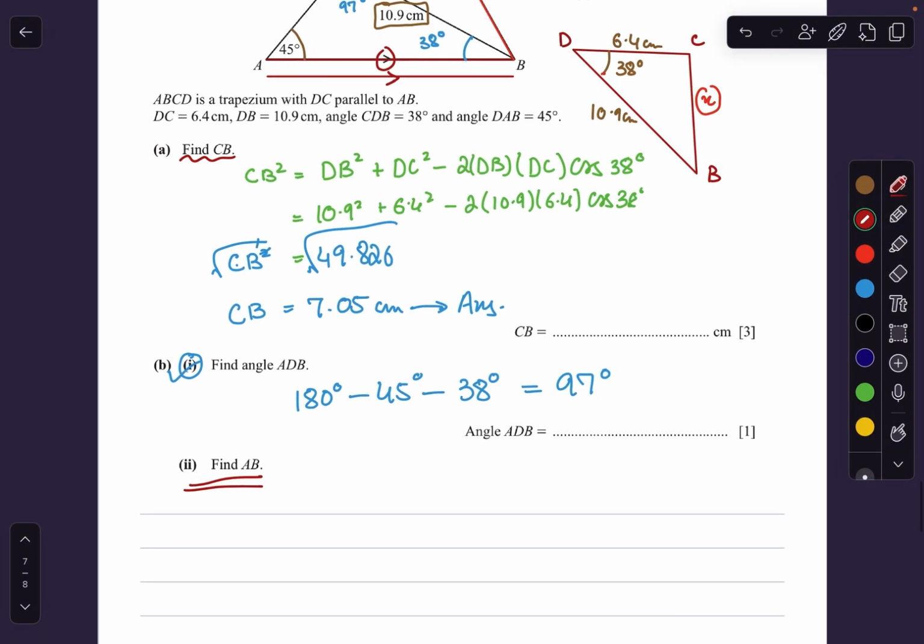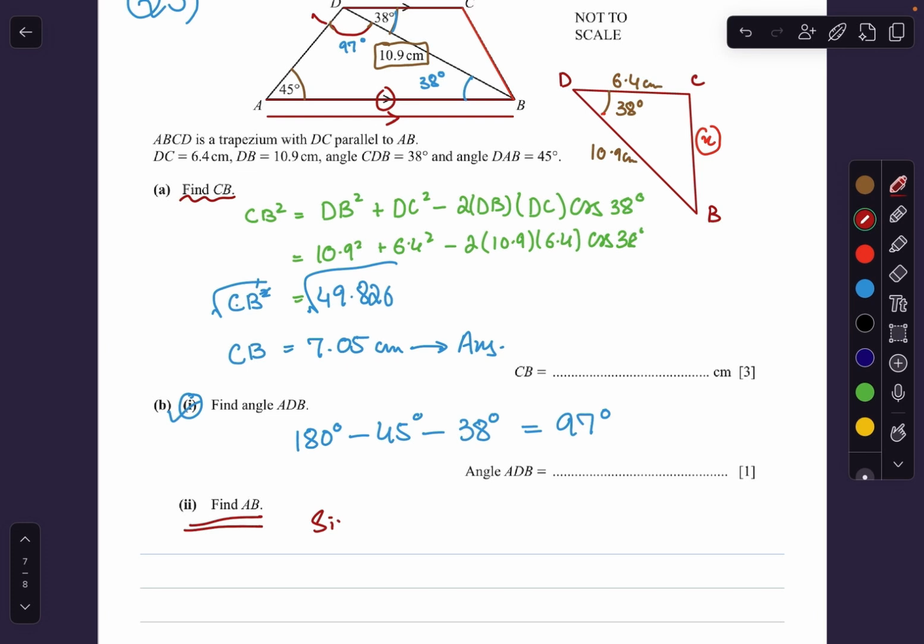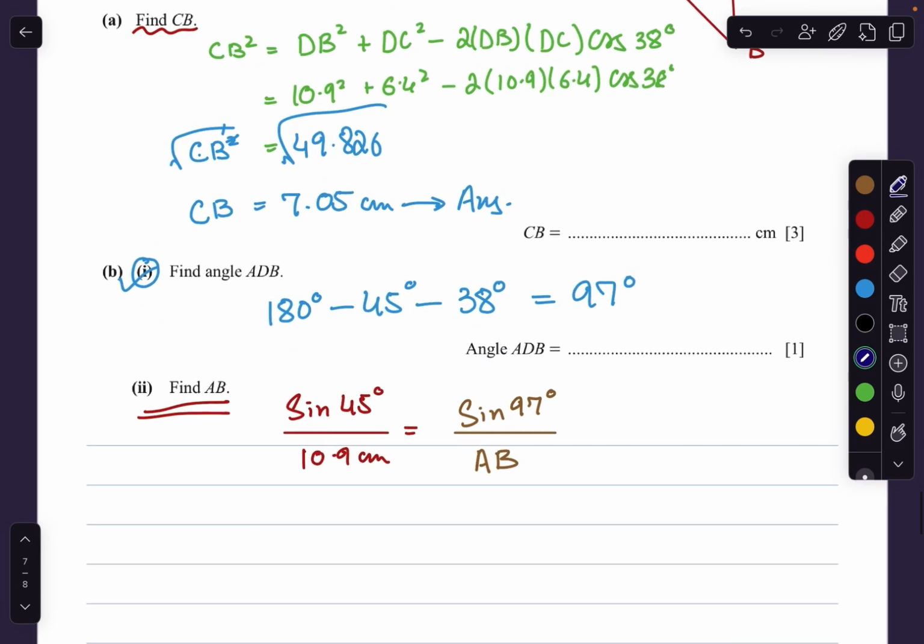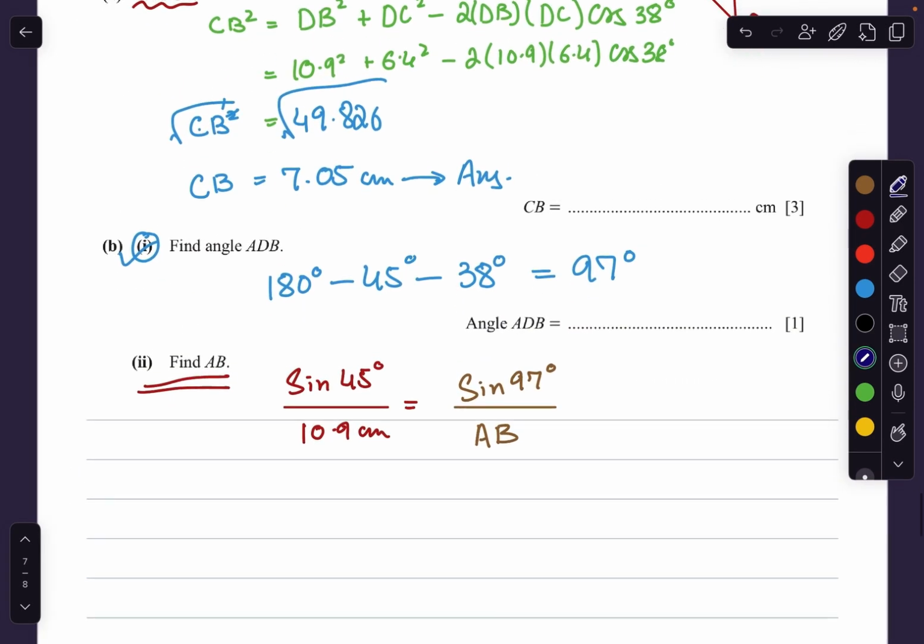While applying the law of sine, sine of the angle, first of all 45 degrees, divided by the side opposite to that, which is 10.9 centimeters, equals, now the side we are finding is AB, and the angle opposite to that is 97 degrees. So sine of 97 degrees divided by the length of AB. That's the sine law. Now we just have to solve this to get the answer for AB.